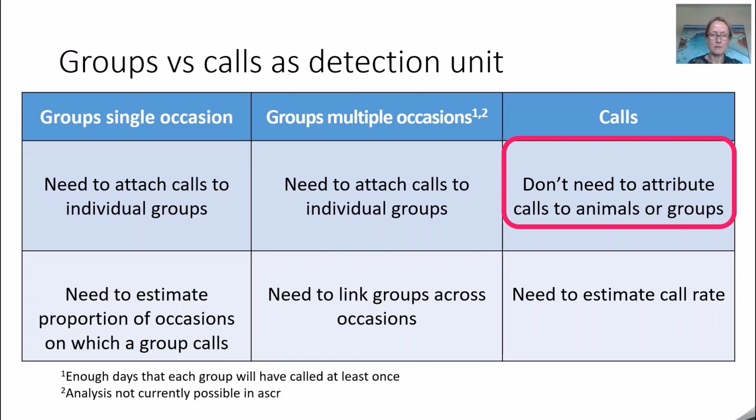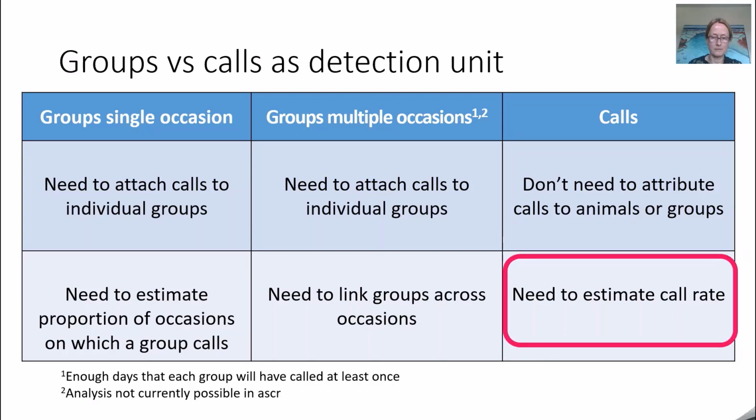So when using calls as the detection unit, the benefit is you don't need to attribute calls to animals or groups, as we've just learned in this lecture. But on the other hand, you need to estimate call rate. That's the additional complexity here.